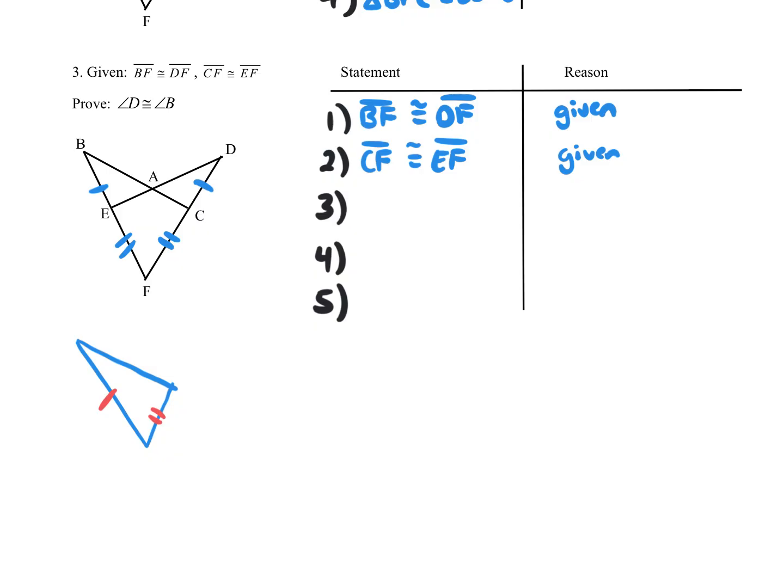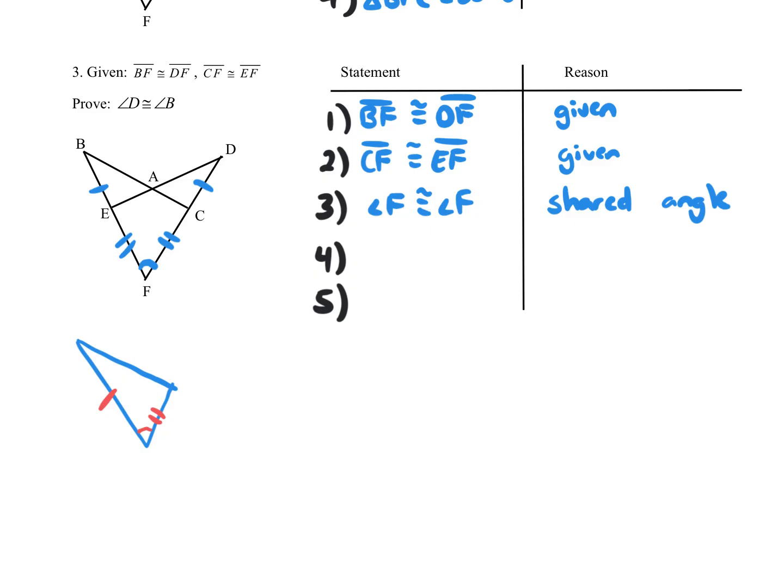Angle F is congruent to angle F. We want that shared angle, right? So we know angle F must be congruent to angle F. What's the reasoning? Shared angle. So what we just marked in our picture is this guy here.